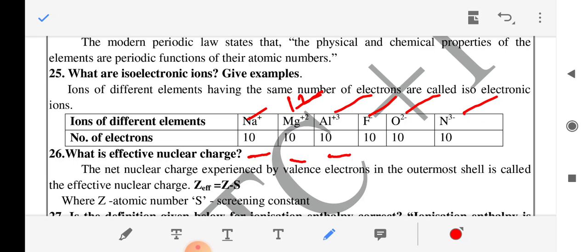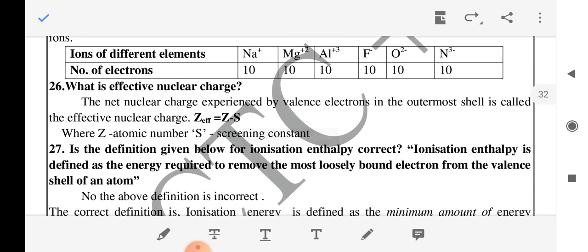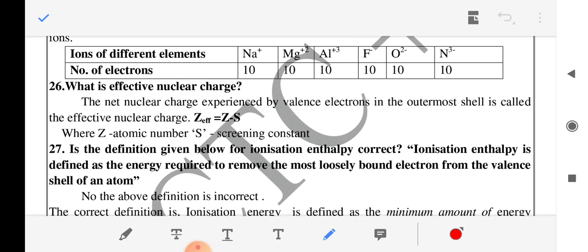Okay. The next question, what is effective nuclear charge? The net nuclear charge experienced by the valence electron in the outermost shell is called the effective nuclear charge. Here Z is the atomic number, S is the screening constant. For example, lithium, the atomic number of lithium is 3, 1s2, 2s1. So the outermost shell is 1.